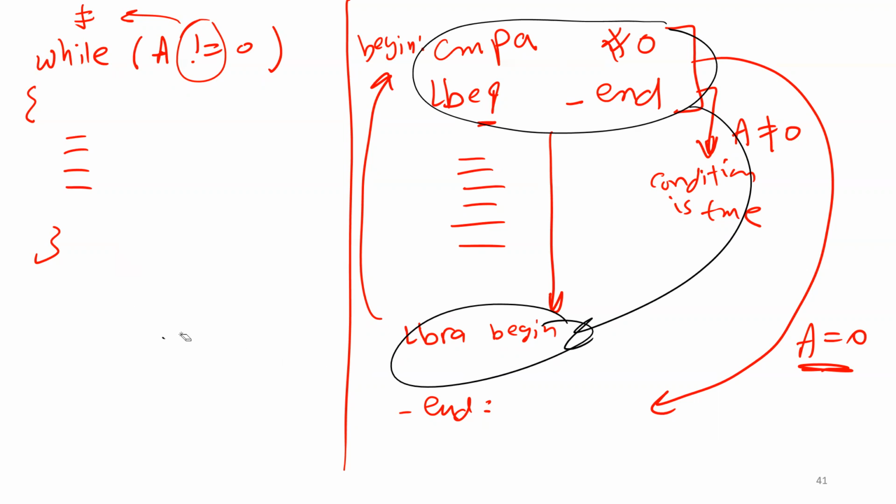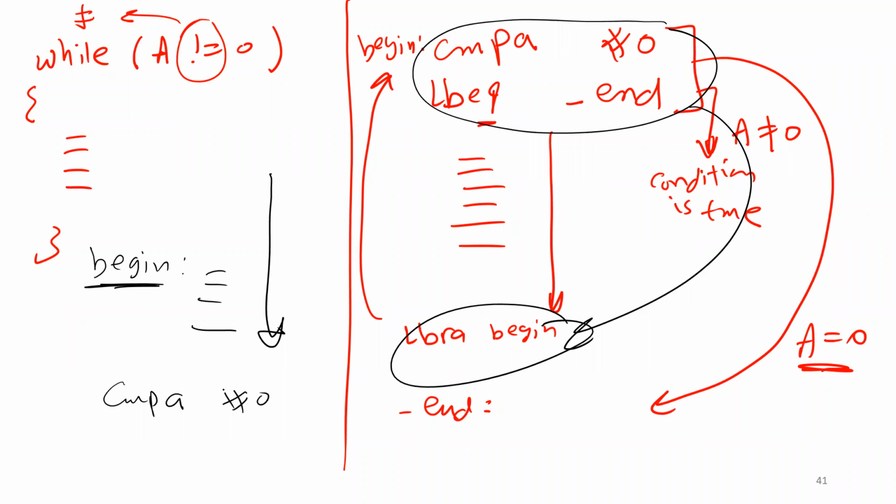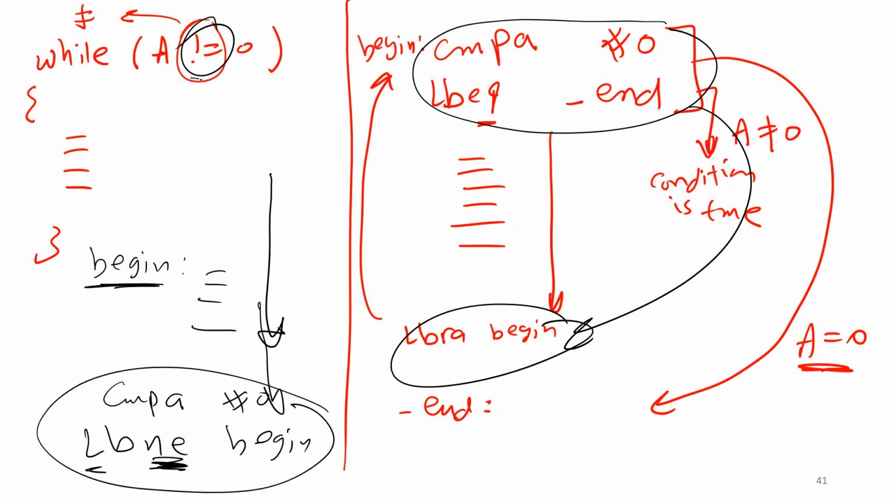So what I'm going to do here, I'm going to say here begin. Again, this can be any name. This is not a keyword, it can be any name. And this is one iteration. So in the very beginning, you are going to execute one iteration at least. Now I'm going to check the condition. I'm going to say compare a to 0. Then I'm going to say branch if not equal. If not equal, go to begin. So every time you come here, I'm going to check the condition. If this condition is true, if a does not equal 0, I'm going to go to the beginning again.